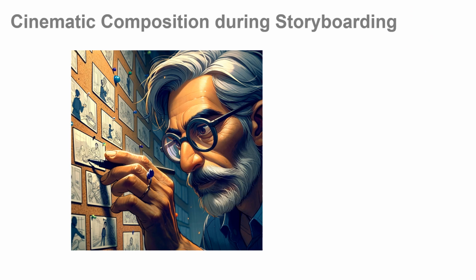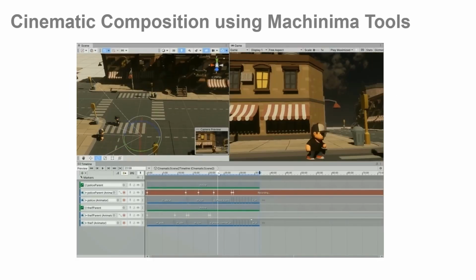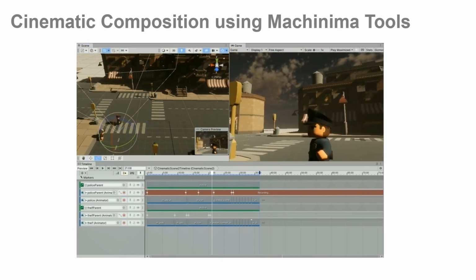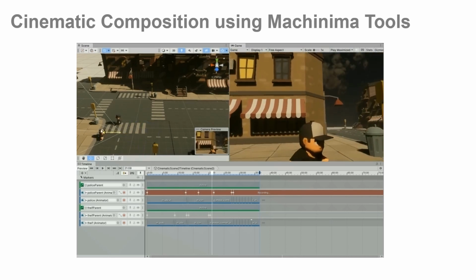A challenging stage in traditional animation filmmaking is the storyboarding phase, when the animator designs creative cinematic composition for intended emotion expression. Machinima filmmaking allows for a more flexible and cost-effective exploration of creative cinematic composition. However, the process remains challenging as filmmakers have to explore and evaluate endless design options.